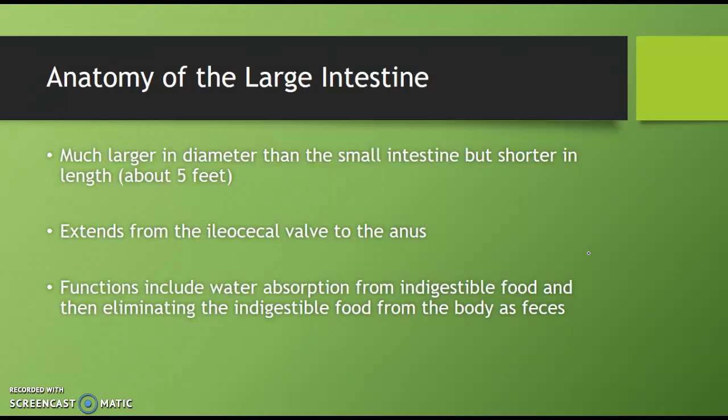the large intestine. So your large intestine is called the large intestine because it's much larger in diameter. But it's actually a lot shorter when it comes to how long it is. This is only going to be about 5 feet, where the small intestine could go anywhere from 6 to 20 feet. It's going to extend from that ileocecal valve, which is attached to the lower part of the small intestine, all the way to the anus. And the most important function of the large intestine is to absorb water.